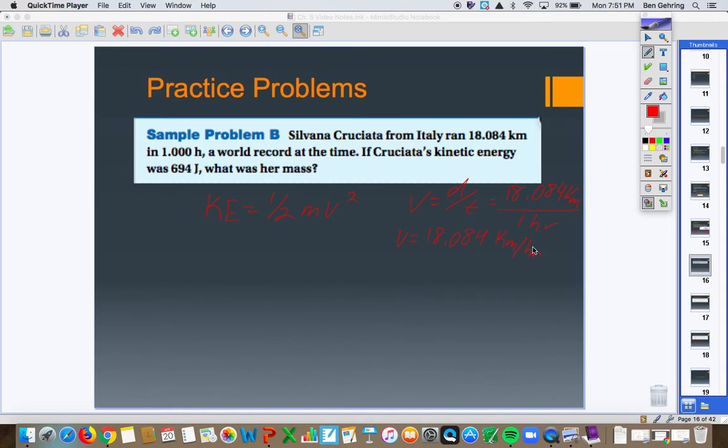What we need to do with this is make this into meters per second. So you're going to convert kilometers per hour into meters per second. When I do that, I get 5.023 meters per second. And now I have a v. I have 694 joules, there's my KE.